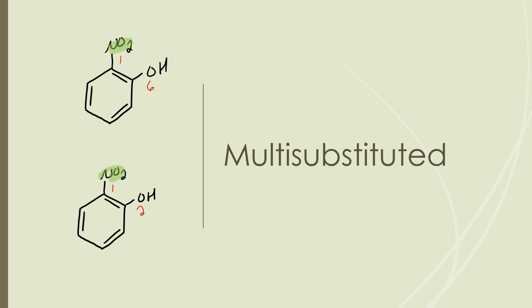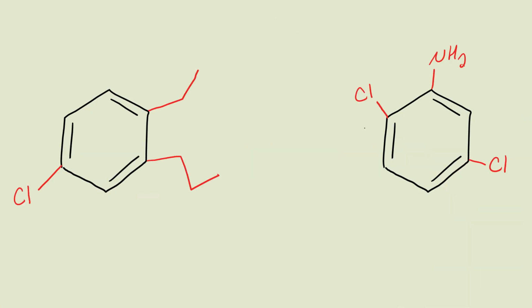Let's try a few examples. Before we start numbering, let's check to see if either of these has a common root. This one on the right has an aniline group, so we'll give the number 1 to this group right here. Let's number the rest of the substituents. Remember that we want to give the lowest possible numbers to each one.